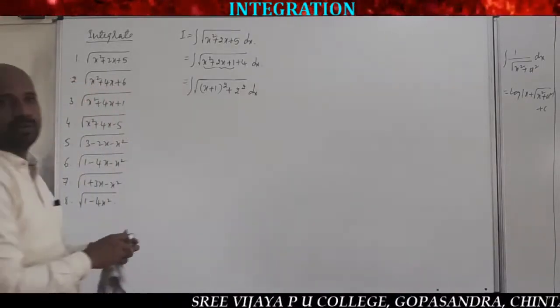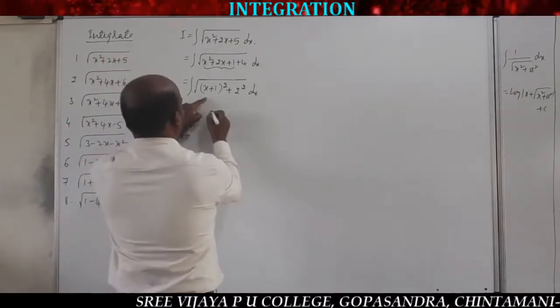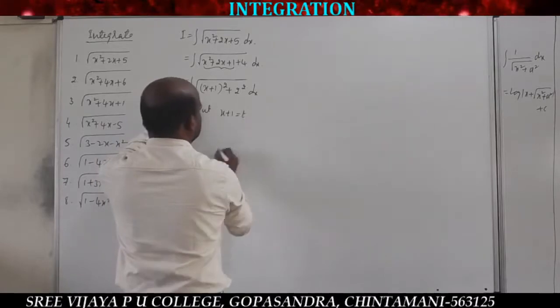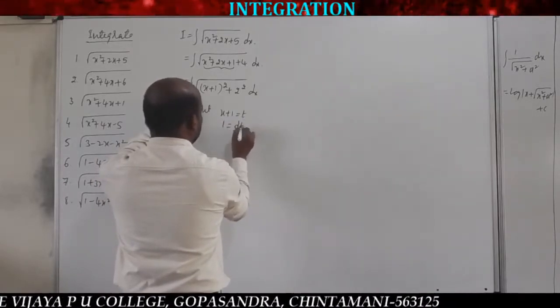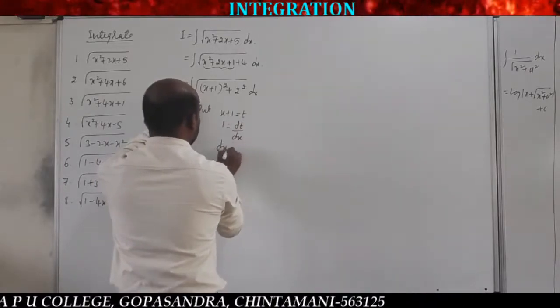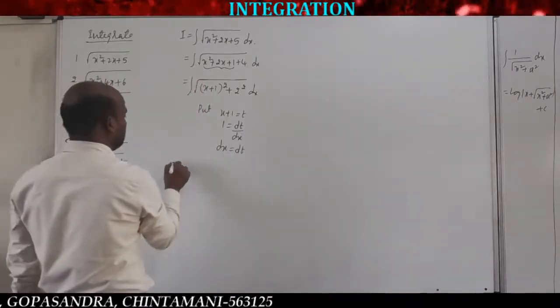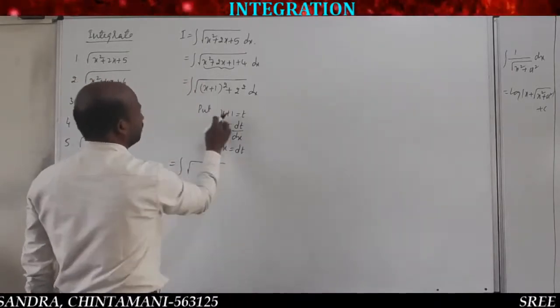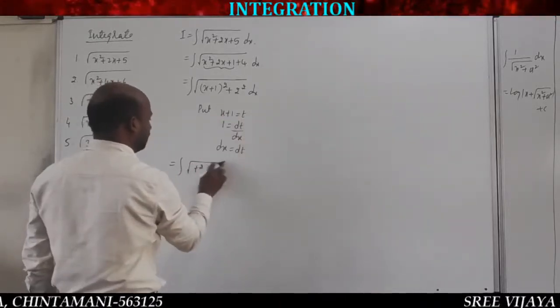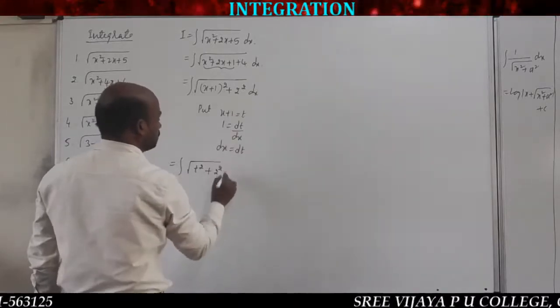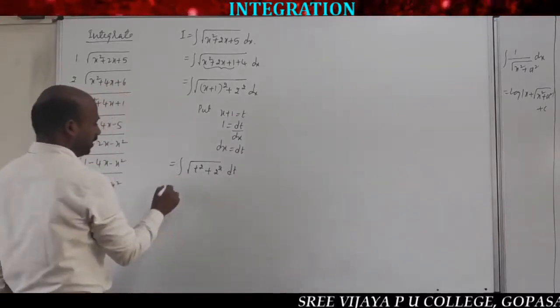Okay, and now we have to make the substitution. Put x plus 1 equals t. So 1 is equal to dt by dx, so the value of dx is dt. So it becomes the integral of root of t squared plus 2 squared dt.